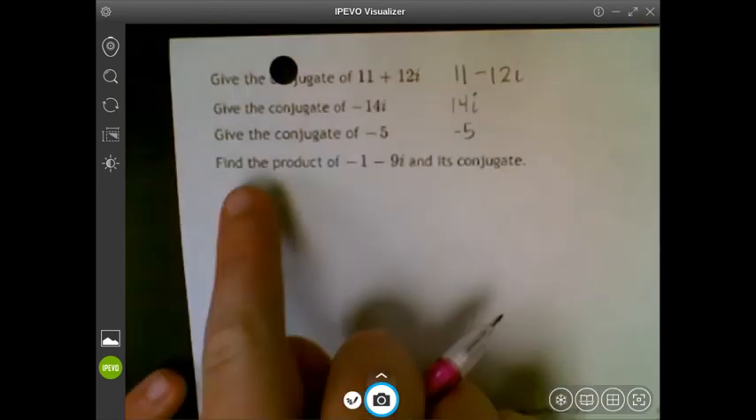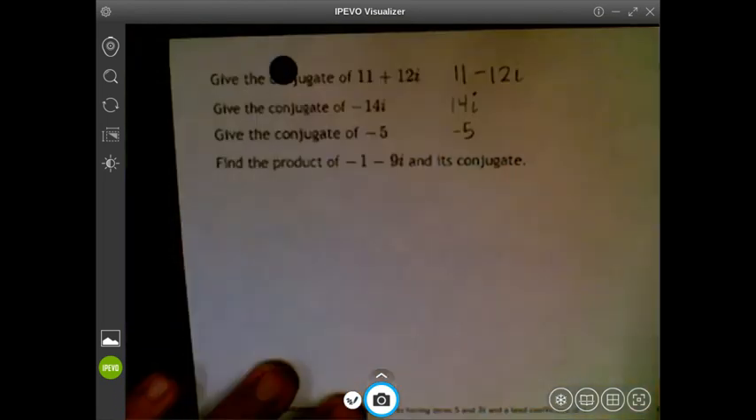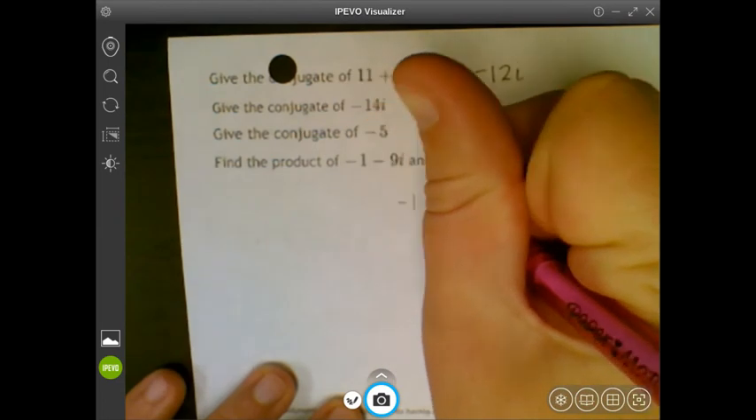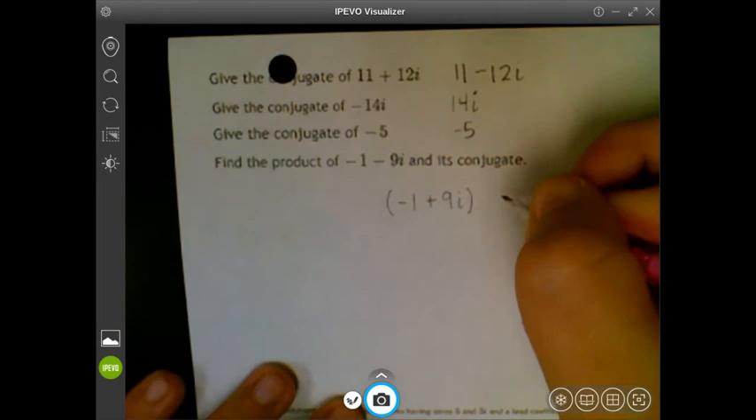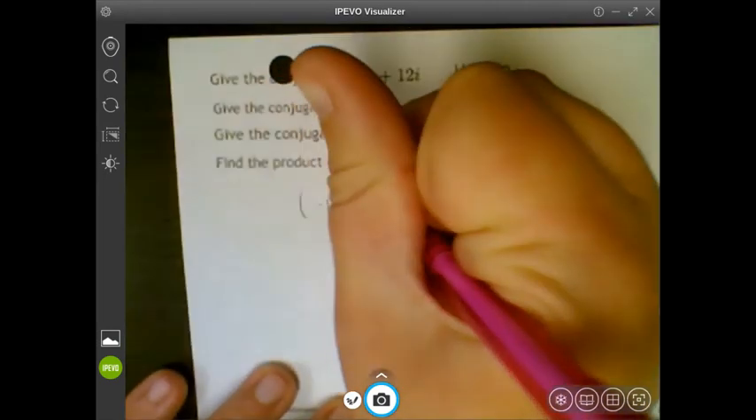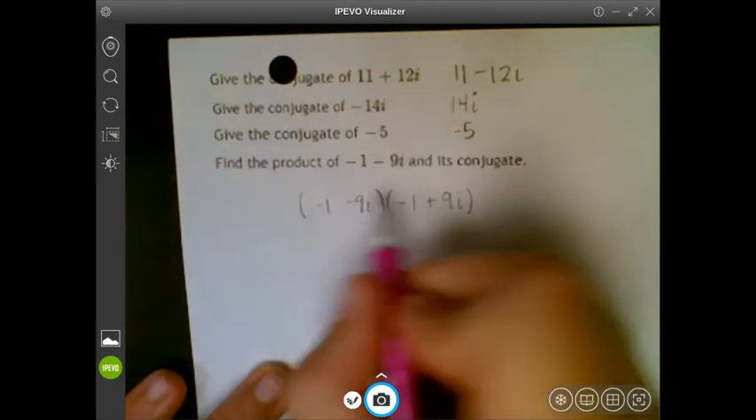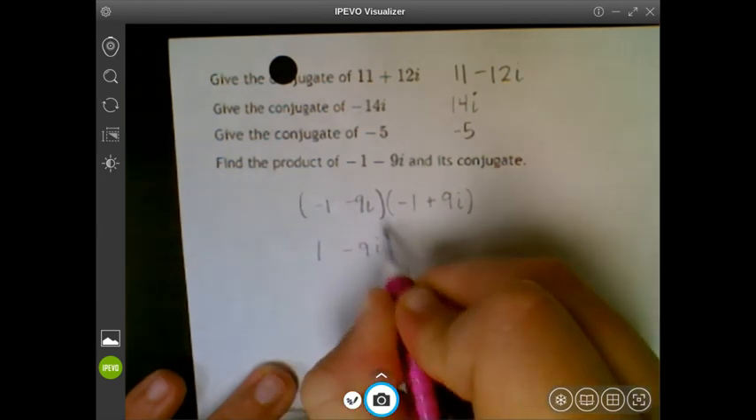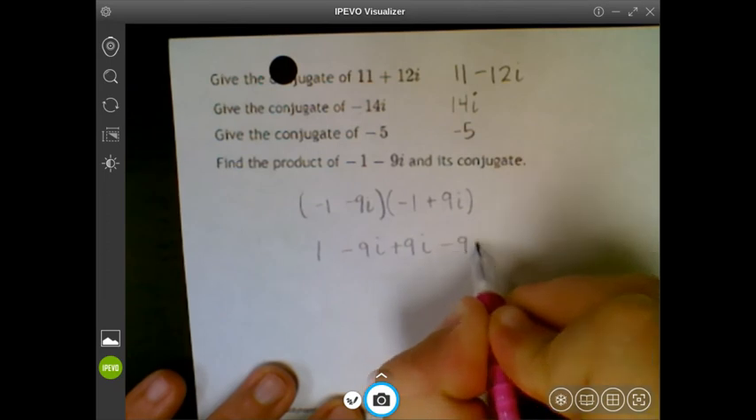And then the last question says, find the product of negative 1 minus 9i and its conjugate. So its conjugate would be negative 1 plus 9i. You only change the number in front of the i. And then the product means you should multiply these two things together. So go ahead and distribute here. What we're going to get is a 1, minus 9i, plus 9i, and a minus 9i squared.